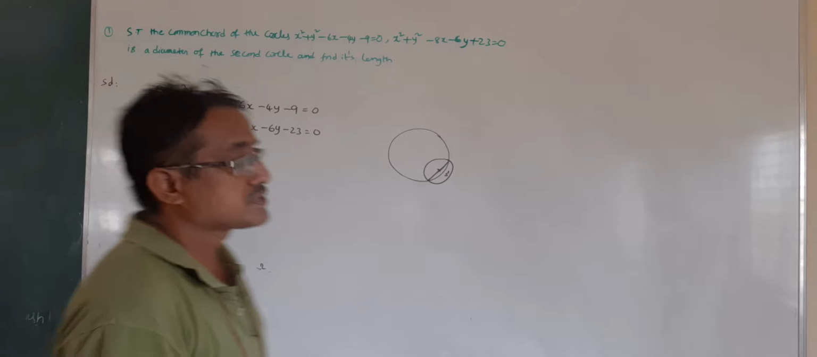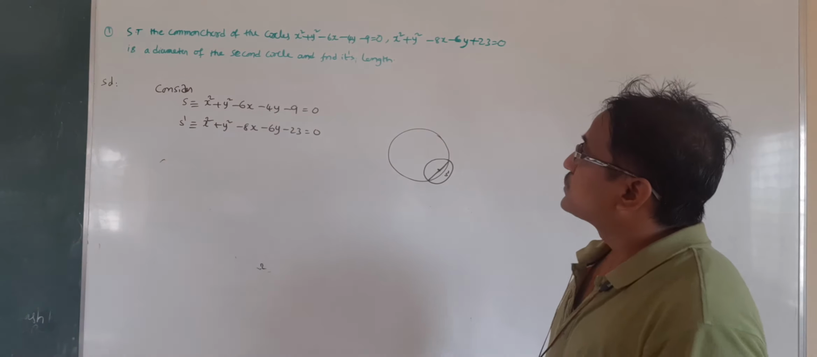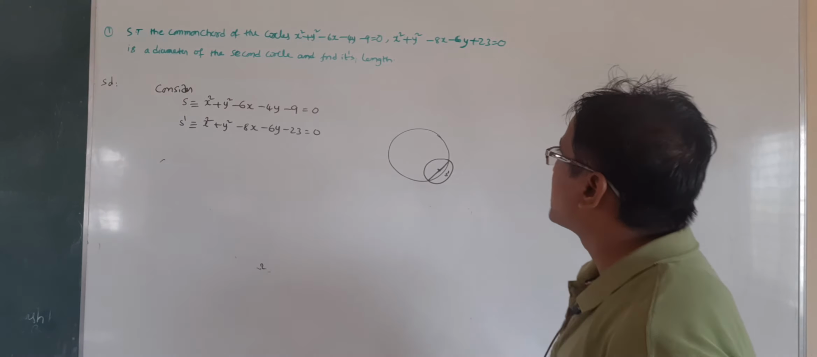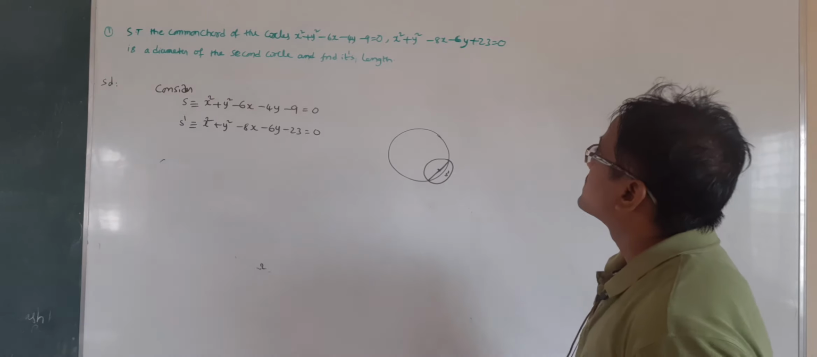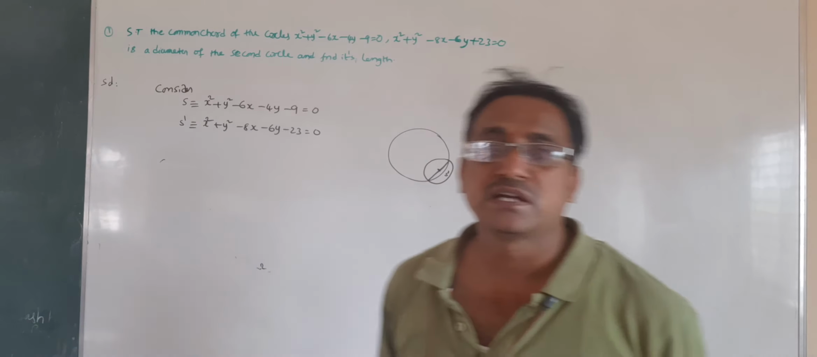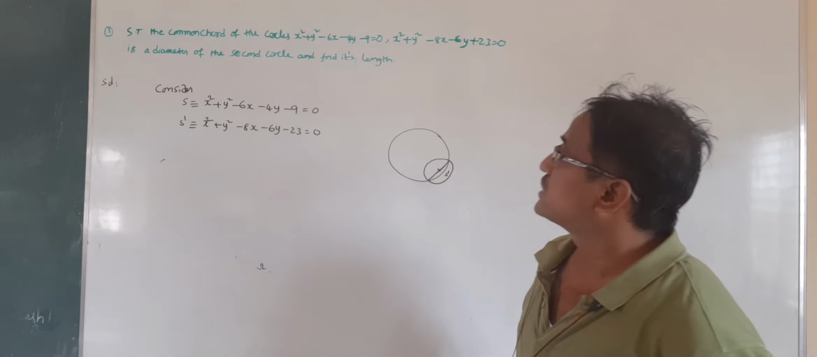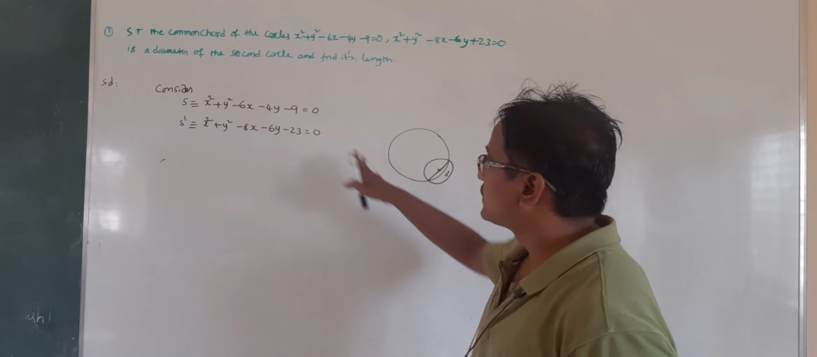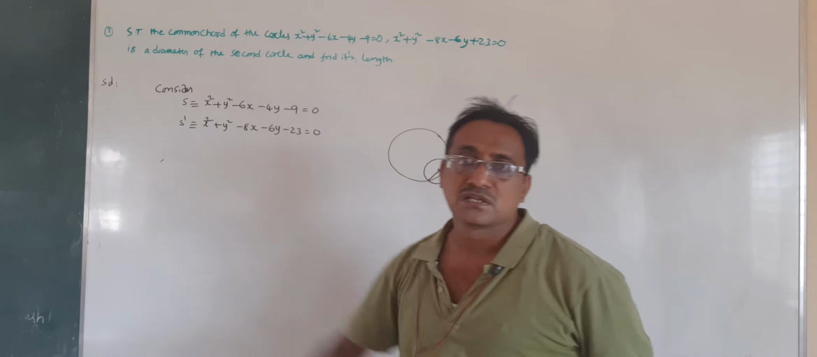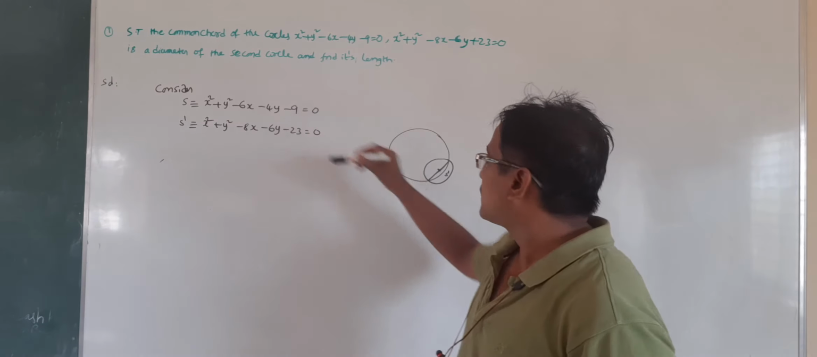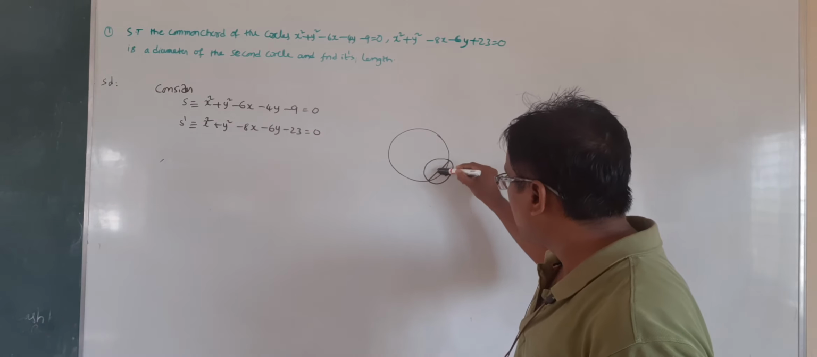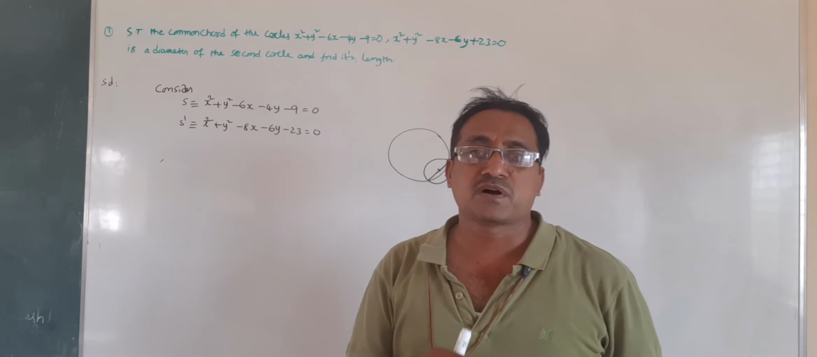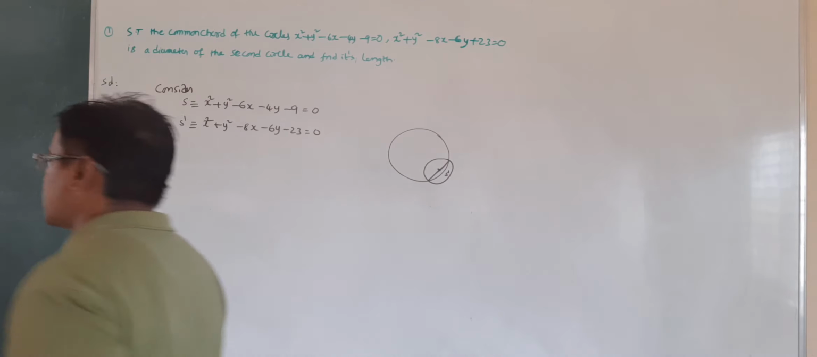Now next problem: show that the common chord of two circles x square plus y square minus 6x minus 4y minus 9 equal to 0 and x square plus y square minus 8x minus 6y plus 23 equal to 0 is the diameter of the second circle, and also find its length. Now these are the given two circles. We have to show that the common chord of these two circles is the diameter of the second circle. A diameter is a line which passes through the center of the circle.